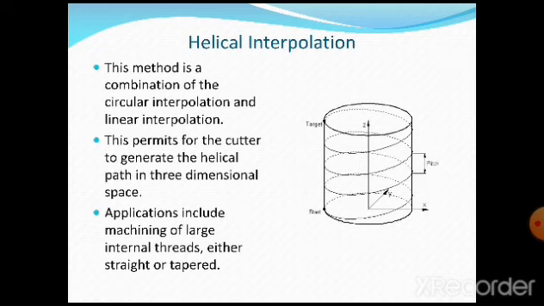Suppose I want to generate internal threads. In internal thread formation by using NC, I need to coordinate the major 3 axes which you are going to see on the right-hand side. Suppose I want to cut an internal thread, a thread cutting or tapping operation, on a given workpiece, then how is this generated, and what type of interpolation do we call it? That we are describing now here. This method is a combination of circular interpolation and linear.